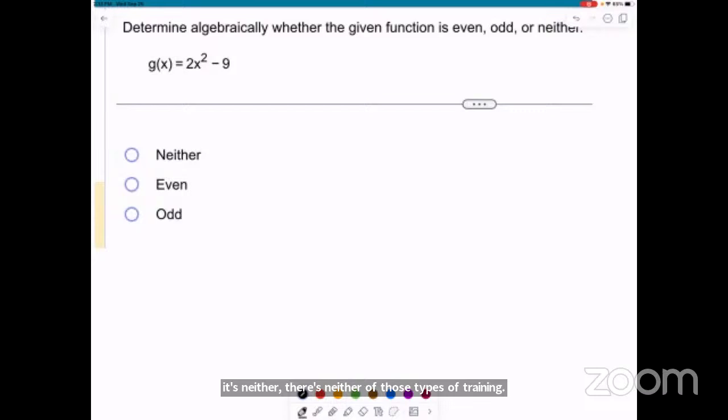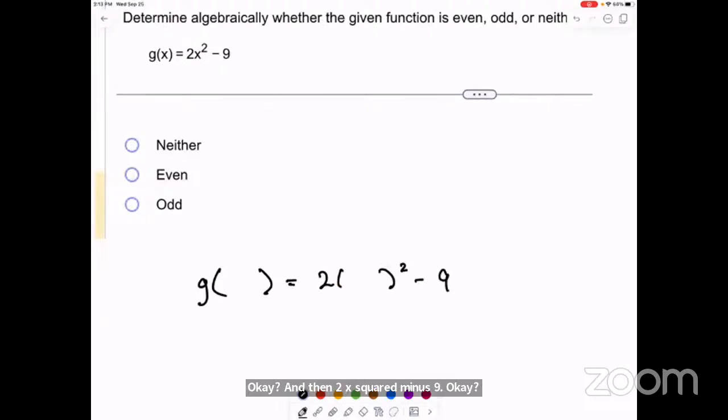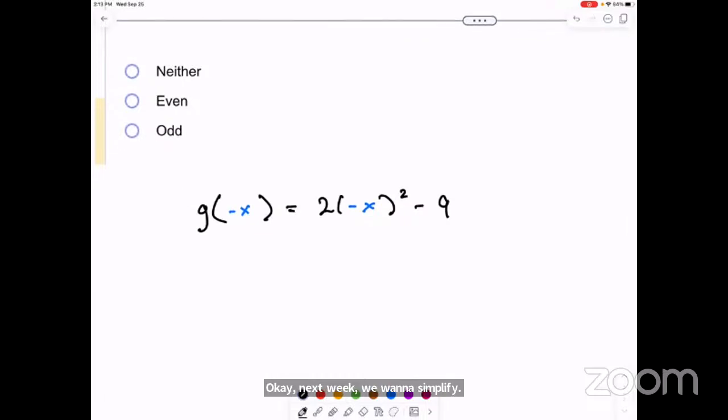Okay, so the way we go about this, we replace each x with negative x, and then we simplify and analyze our result, right? So first I'm going to replace each x with a blank set of parentheses. And then 2x squared minus 9. And then into each blank parenthesis, we're going to put negative x. Next, we want to simplify. So we have an even number of negatives, or a negative number raised to an even power. So that final result should be positive.